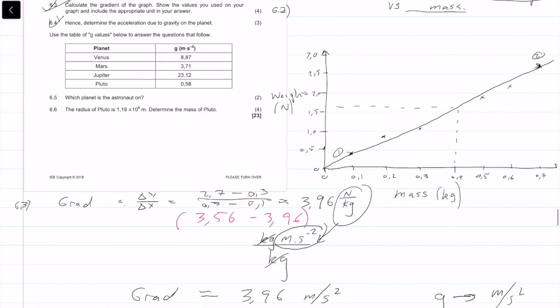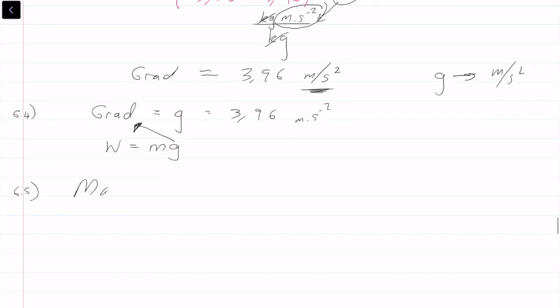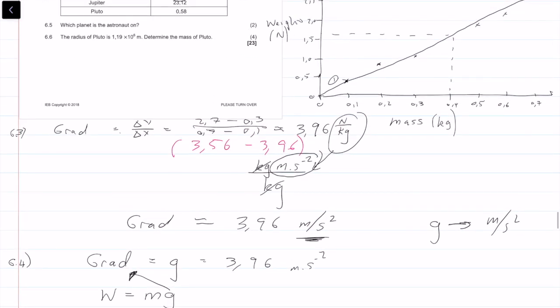Cool stuff. Question 6.5. We've been given the values of g for Venus, Mars, Jupiter and Pluto, and it asks which planet the astronaut is on. We came out with 3,96, so the closest would be Mars. And 6.6 says the radius of Pluto is 1.1 times 10 to the 6 meters. Determine the mass of Pluto.